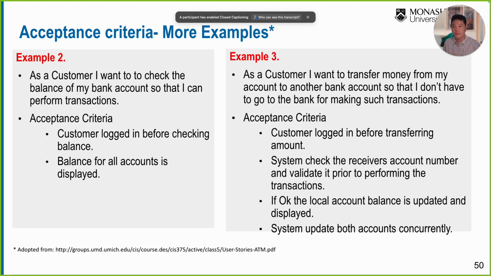A few more examples, okay? As a customer, I want to check the balance of my bank account so that I can perform transactions. Perform means like withdrawal or deposit, okay? An acceptance criteria here could be, first, the customer logs into the system before checking the balance, and then they can check the balance for all of their accounts as well. The balance of all the accounts is displayed in the mobile application, okay? So go back to the user story. As a customer, I want to check the balance of my bank account so that I can perform transactions.